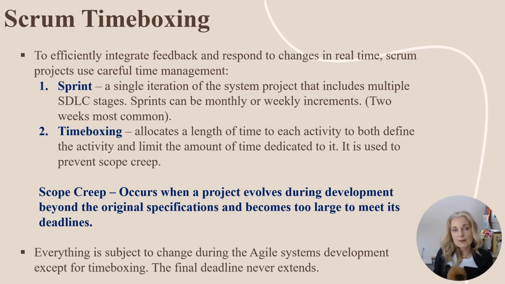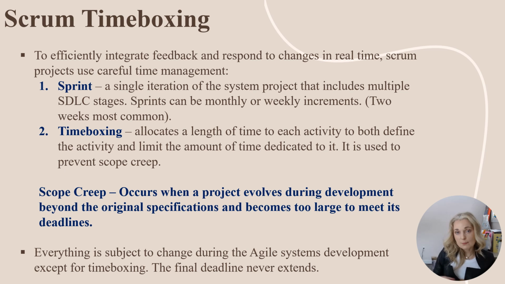So you have a very set time that each activity should take. And to define scope creep, this occurs when a project evolves during development beyond the original specification, and it just becomes too large to be designed and implemented during the project timelines. And everything is subject to change during agile system development except for time boxing. The final deadline can never be extended.